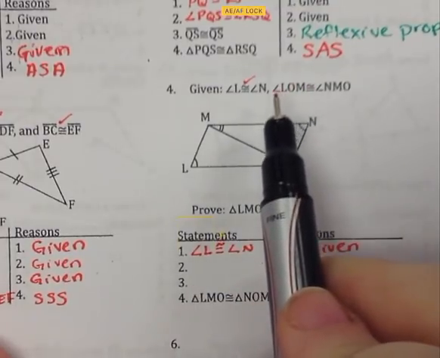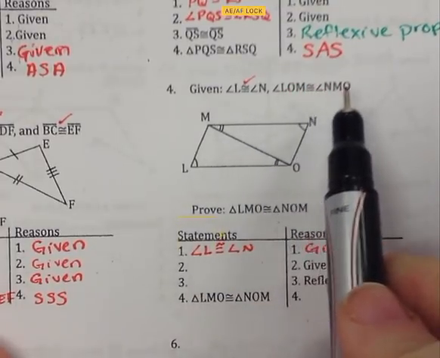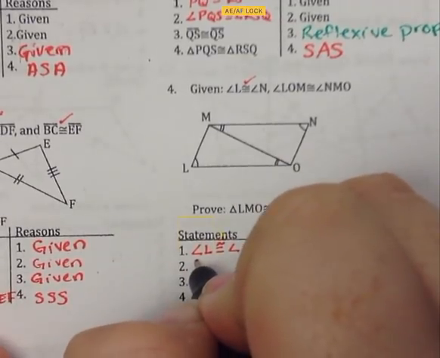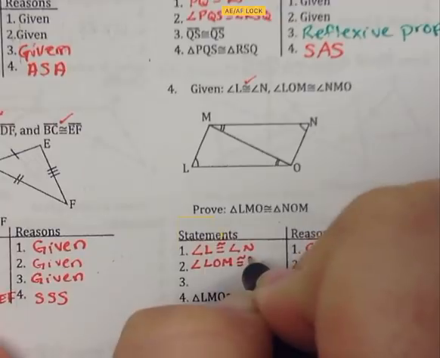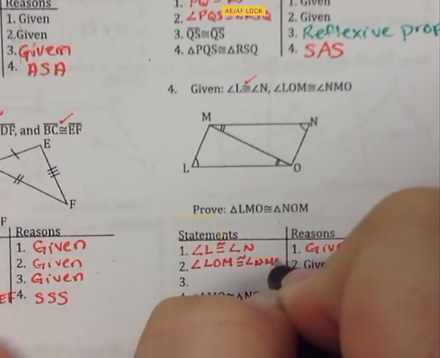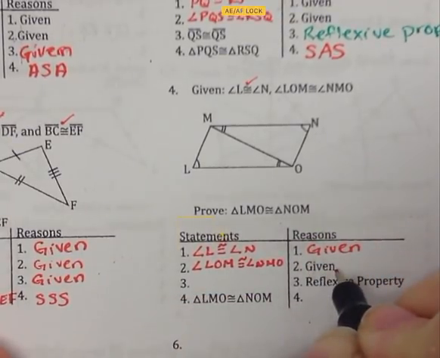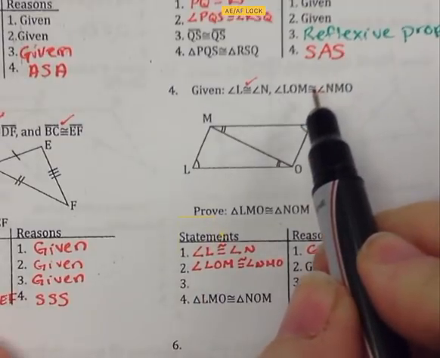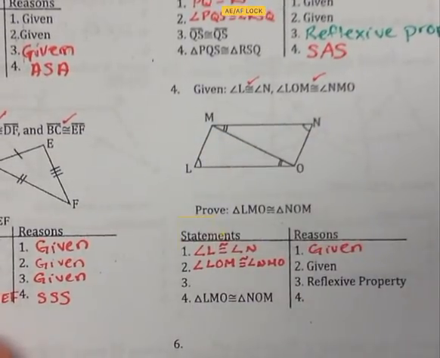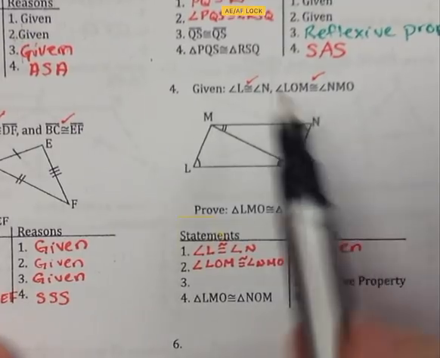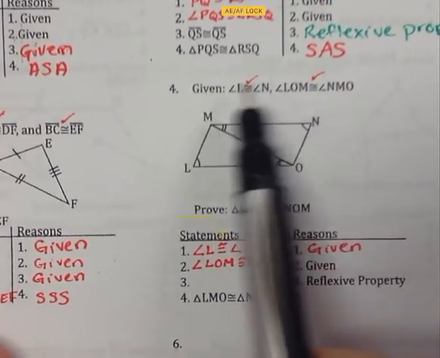The next part is angle LOM is congruent to angle NMO. That goes into our second statement. Angle LOM is congruent to angle NMO because it's given to us. It's a congruency. It's in our proof. We can put a check mark. And it's all marked inside of our picture. That's all of our givens, but we only have 2 check marks.